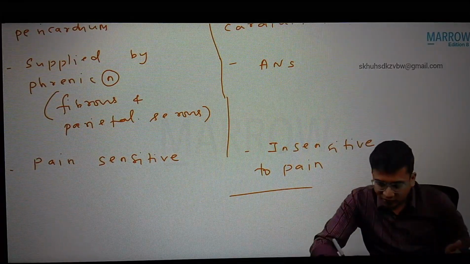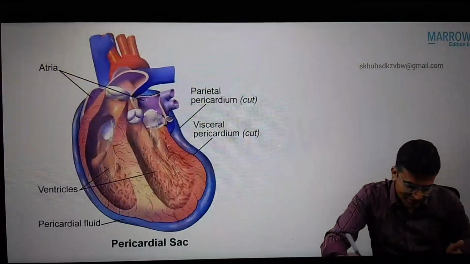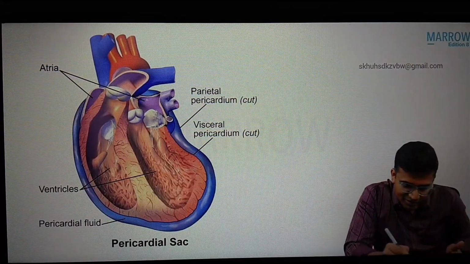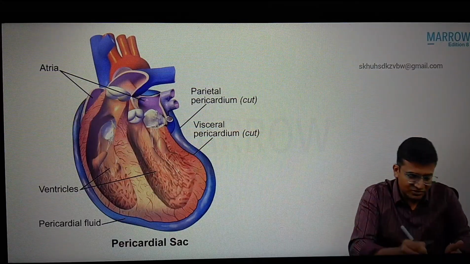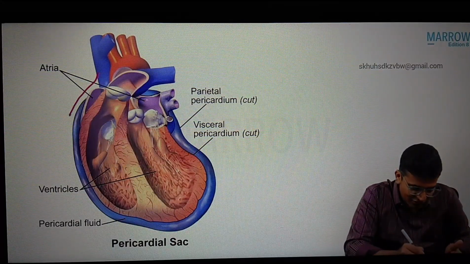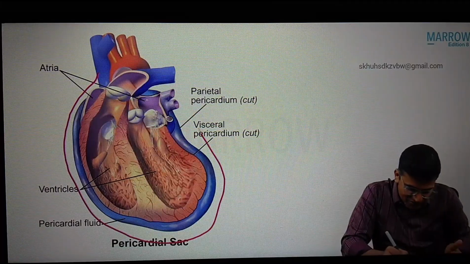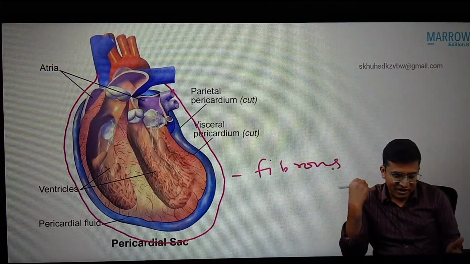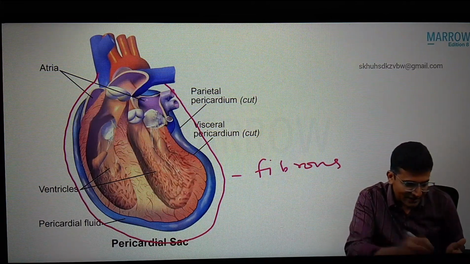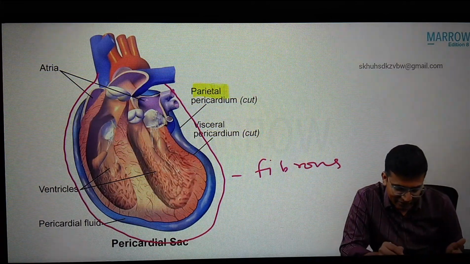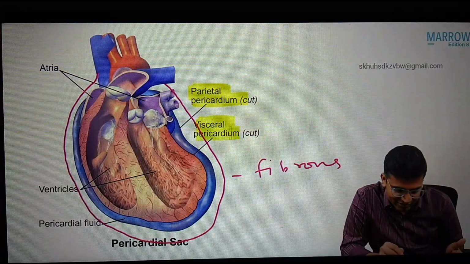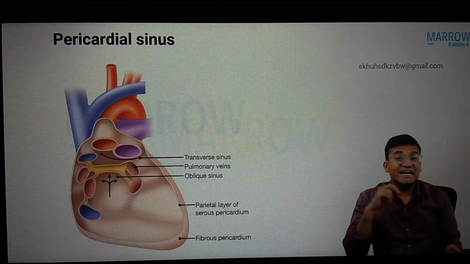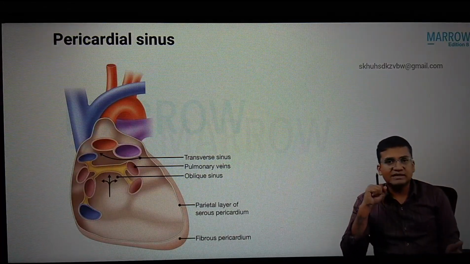We see that. Now before we see the diagram, in this diagram we are seeing the two layers of the serous pericardium. Again, the outer layer will be fibrous, so we'll draw that. This is the outer fibrous layer, the fibrous pericardium. Inside the fibrous pericardium we have the parietal layer, and inside that we have the visceral layer. Now next, the sinuses, the spaces in the pericardium.